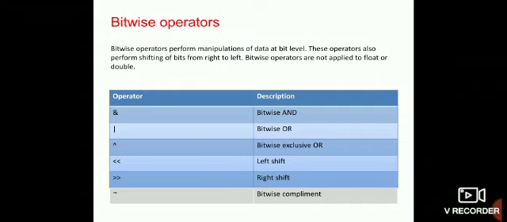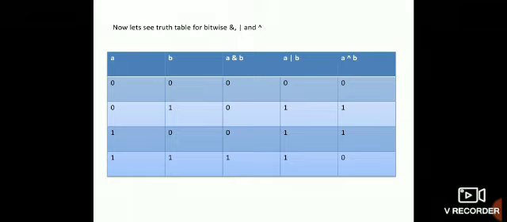Now let's have a look on bitwise operator. The first bitwise operator is bitwise AND, then bitwise OR, then bitwise exclusive OR, then is the left shift, right shift and bitwise complement. Let's have a look on this truth table. We have two operands, operand A and operand B. So if we write A bitwise and B, if both of the values are true, then only it will print 1, else it will be 0, that is false.